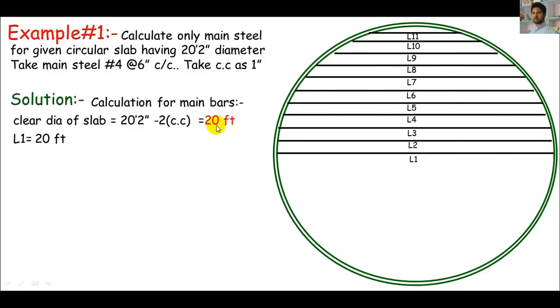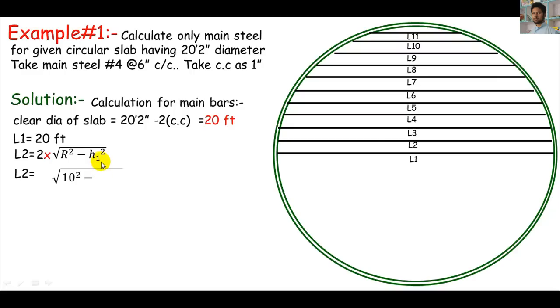Okay, no problem. Let me just calculate L2 this time. We know the formula: L2 = 2 times the square root of R square minus H1 square. Just plug in and chug in this equation. What is R? It is just the radius. The diameter is 20, so the radius must be 10. So it's 10 square minus H1 square.